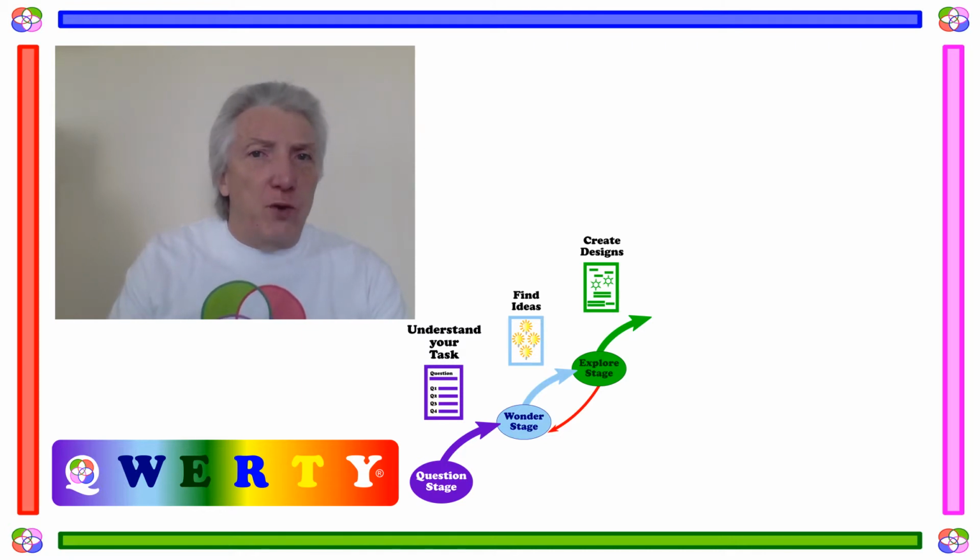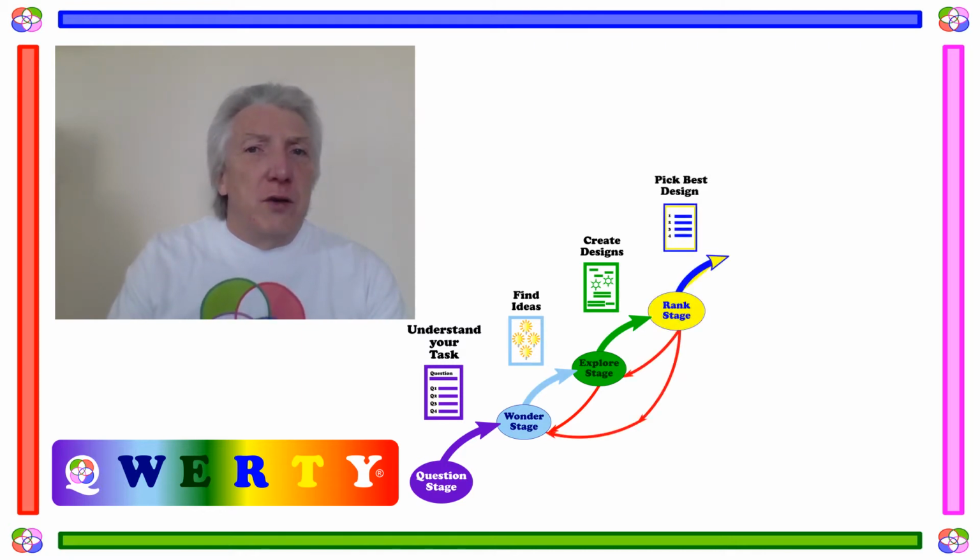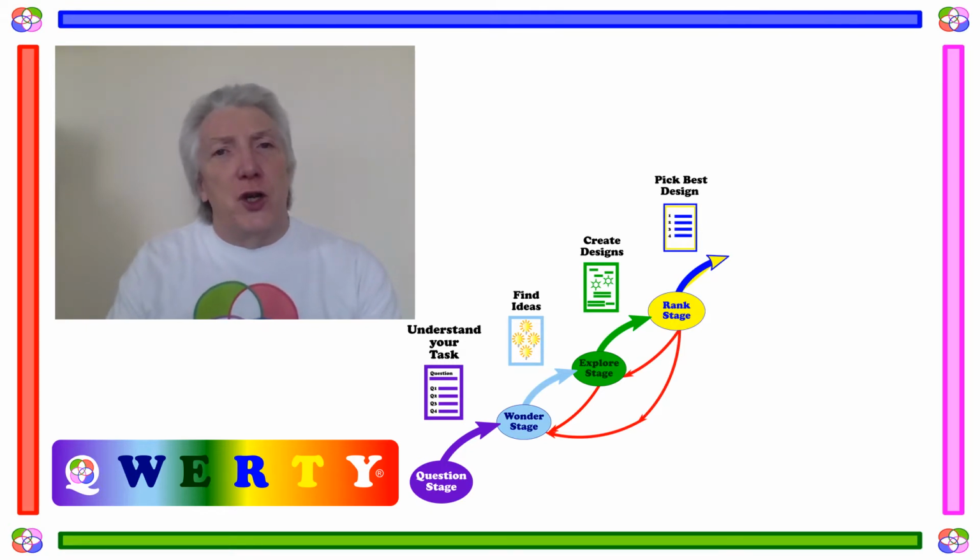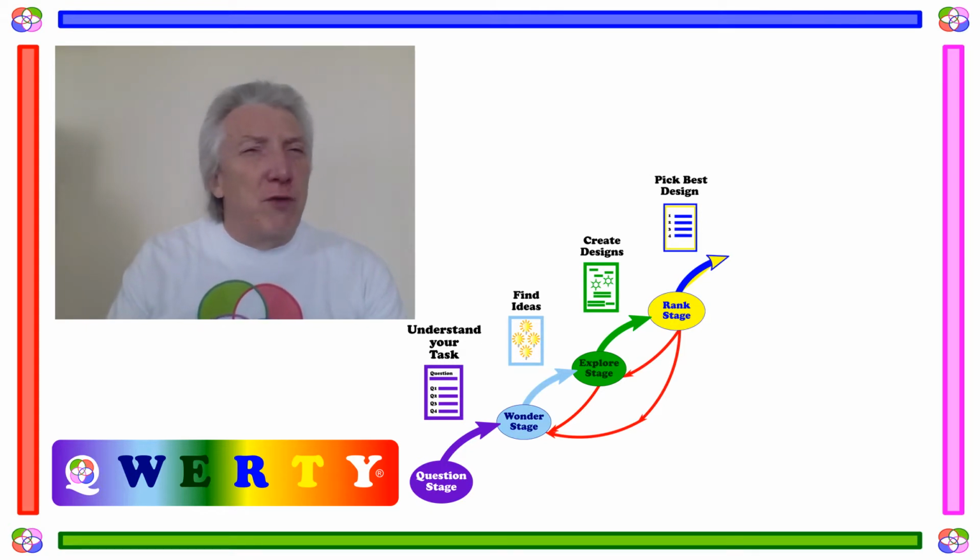Once you have come up with your designs, you need to take a long look back at them. And that's what we do in the rank stage. We go back and we review. We think, could this be improved by moving that ahead of this? Or can we polish that up in some way? Do we need to go back and come up with new ideas in order to answer the question? But the idea is by the end of the rank stage, you come up with your best possible design.